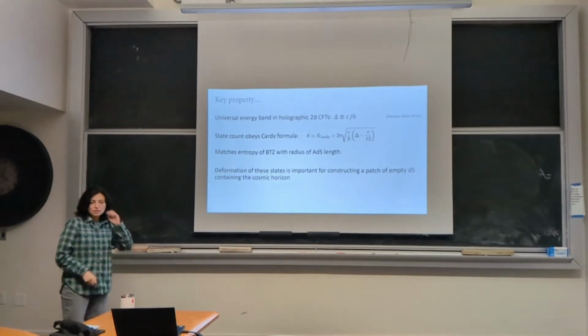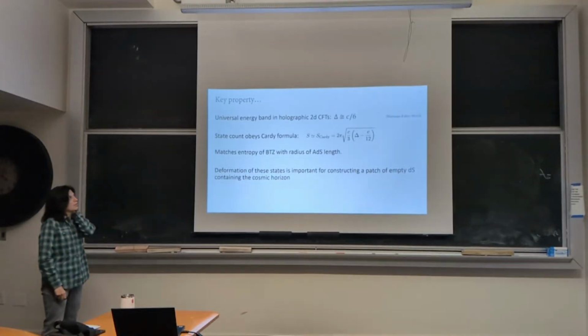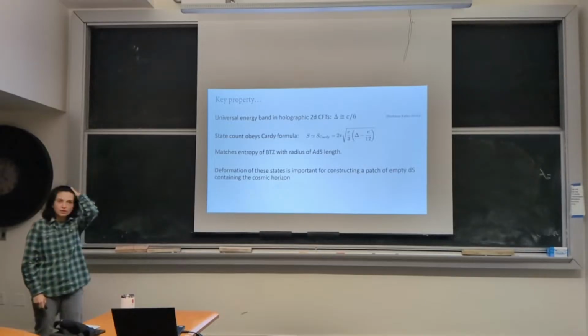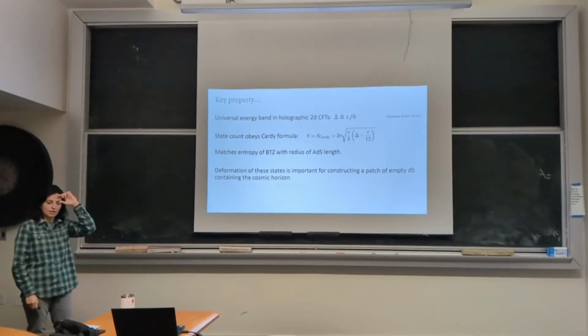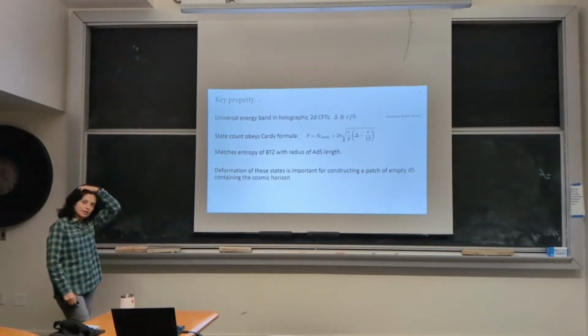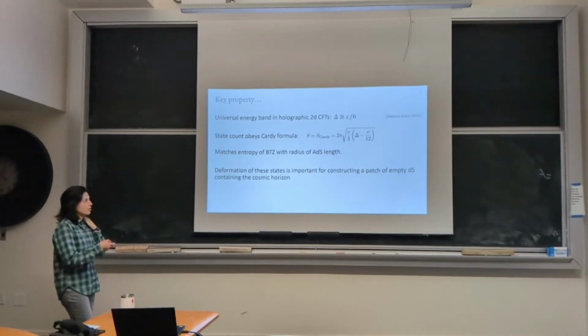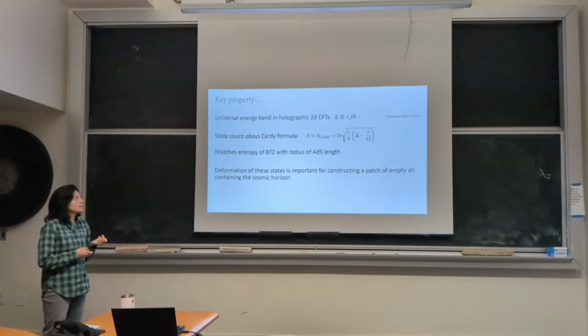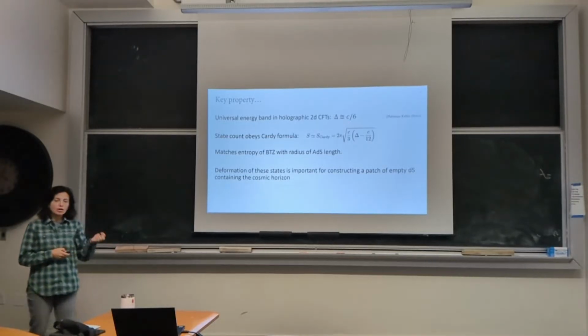So the key property that is going to play an important role here is some universal band of energy that was existing in the original CFT around this value of delta, that obeys the Cardy formula, and around this energy, the entropy that we compute.